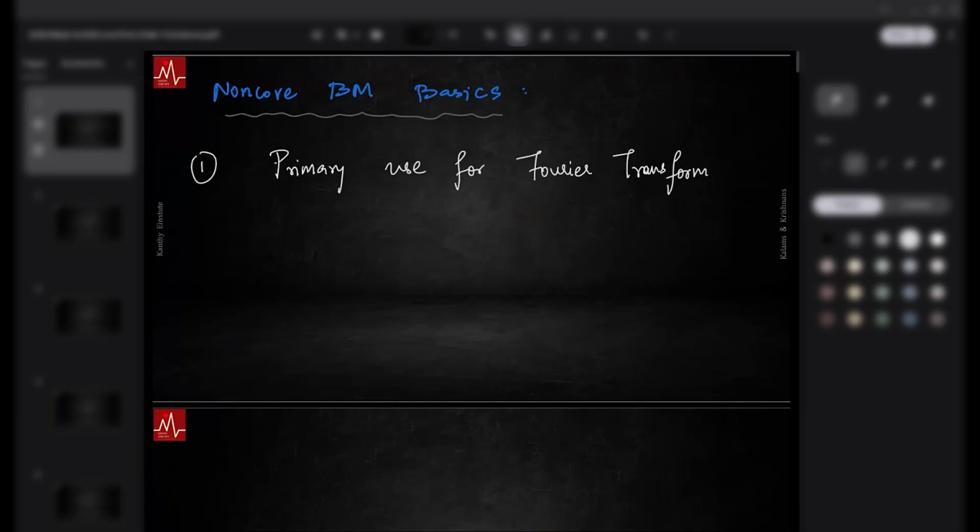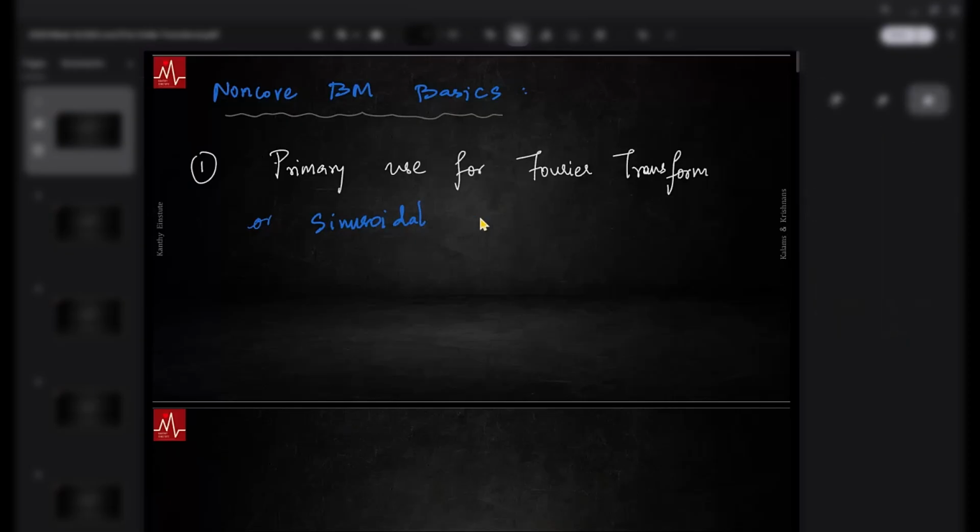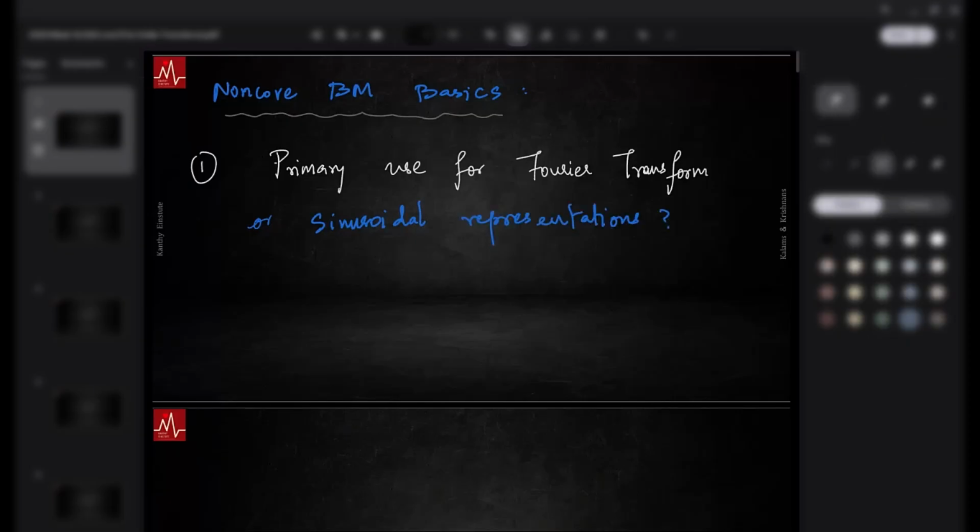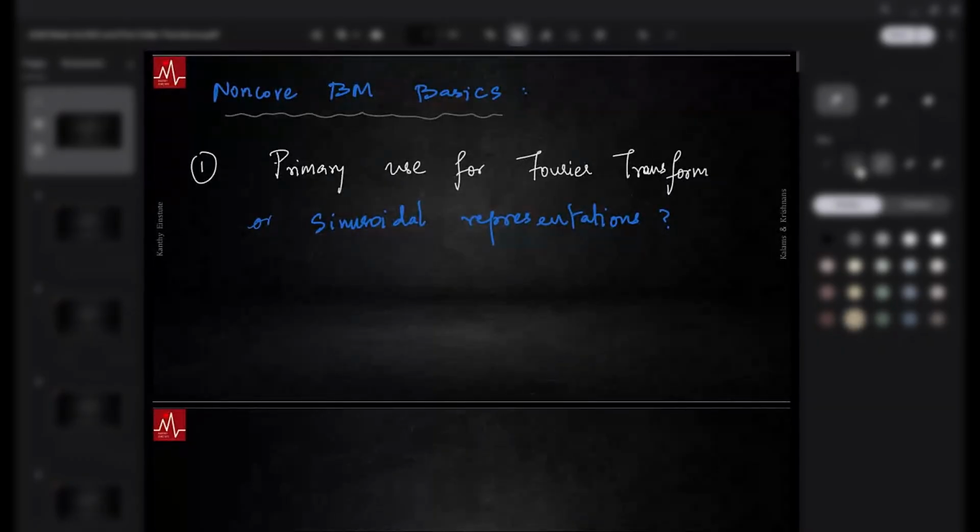According to you, where is Fourier transform used? Or let me also put it this way: primary use of sinusoidal representation, or oscillating sinusoidal representations. Analyzing signal frequency component is one thing. You can split it into frequency components. So that's partly correct.